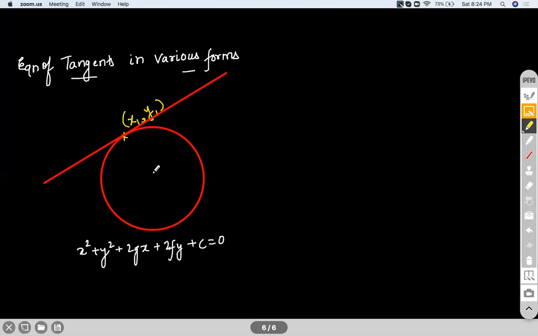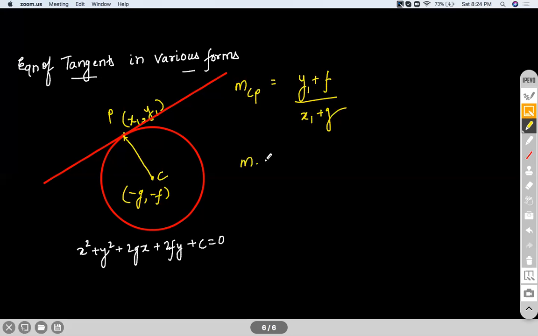The idea is very simple. What is the center of the circle? Center is minus g, minus f. Oh yeah, that's the radius I mentioned, my bad. Let me call this point P and this point C. What is the slope of CP? You will say y1 plus f over x1 plus g. So what will be the slope of the tangent then? Because you know the tangent is perpendicular to the radius line.